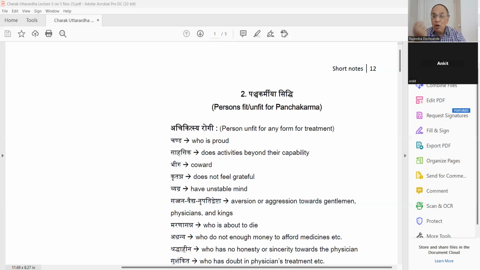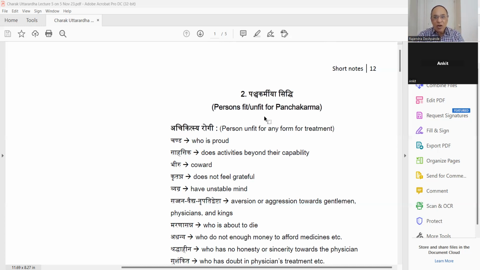And which are the complications if I use the wrong instrument, wrong method? What will be the problems? What will be the complications? That is discussed in this chapter 2 of Siddhisthana, Panchakarmiya Siddhi. If you have this much knowledge of this chapter, then definitely you will be successful in Panchakarma. You will get the 100% best results when you give Vamana, when you give Virechana. Okay, so let us start.